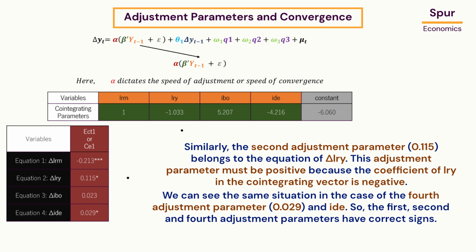Similarly, the second adjustment parameter belongs to the equation of delta LRY. This adjustment parameter must be positive because the coefficient of LRY in the cointegrating vector is negative. We can see the same situation in the case of the fourth adjustment parameter and IDE. So, the first, second and fourth adjustment parameters have correct signs.